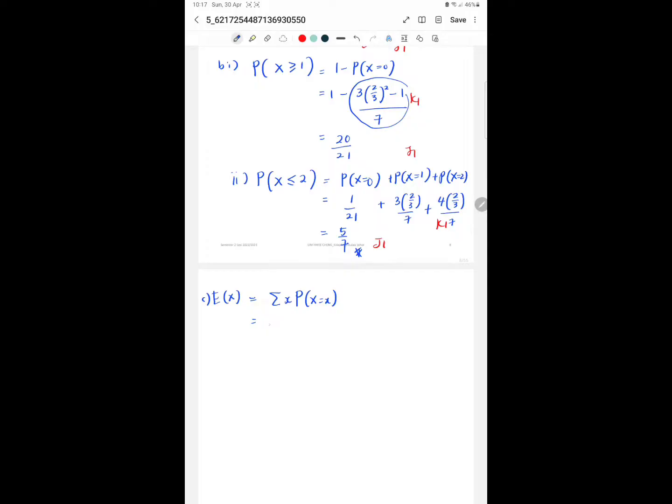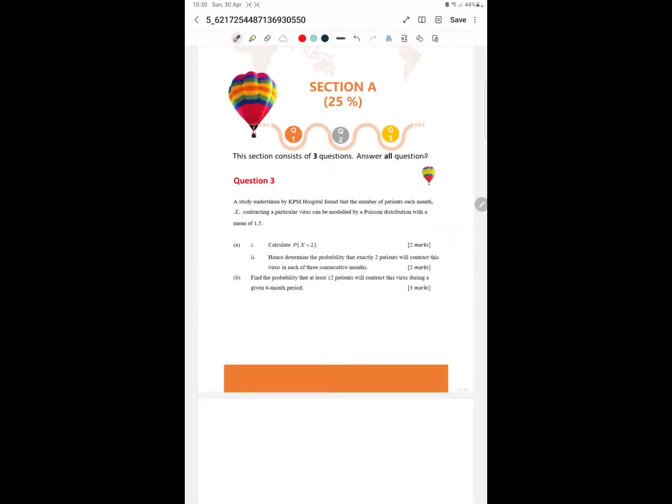Jadi kita terus tulis satu per satu tu 1/21. And then so mean kita dapat equals to 2. Now this one K1, jawapan J1. So total marks for question 2 is how many marks 3, 6 plus 9 marks also. Alright, 9 marks. Okay, section A, question 3.